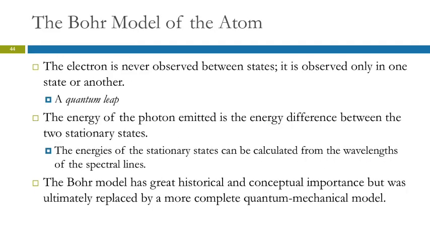So the electron's never observed between states. It's always in one or the other. The energy of the photon emitted is the energy difference between those 2 states. We can calculate the energy of the states from the wavelengths of the lines. So the Bohr model has a lot of historical importance and conceptual importance, but ultimately was replaced by quantum mechanics.